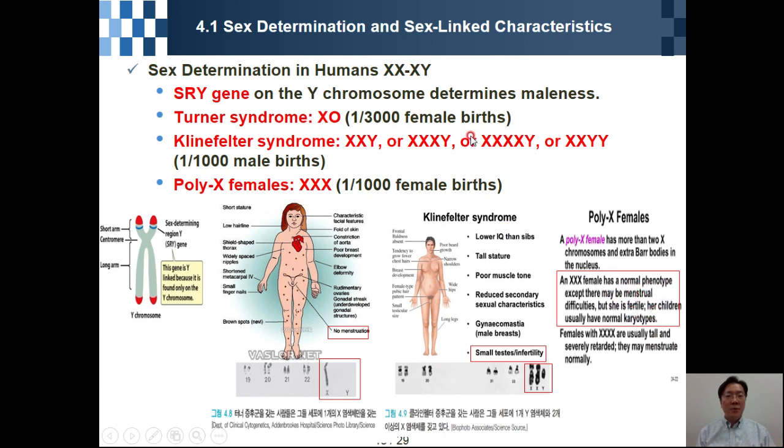Okay, based on these findings, we can say that the Y chromosome determines maleness, because in Klinefelter syndrome, even though they have 2 X's, or 3 X's, or even 4 X's, their phenotype is male. Okay.